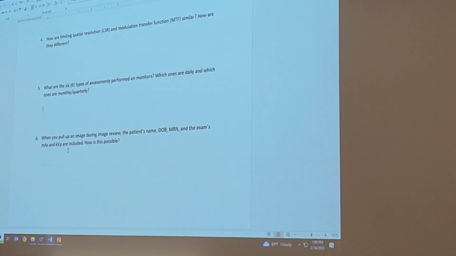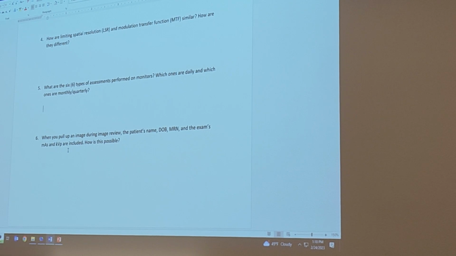Geometric distortion. Very good. So, is geometric distortion daily or monthly, quarterly? Monthly, quarterly, very good. And would you happen to remember what kind of test pattern? Absolutely not. I'm so sorry, not yet.